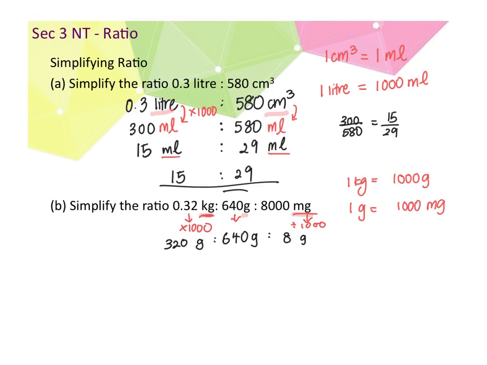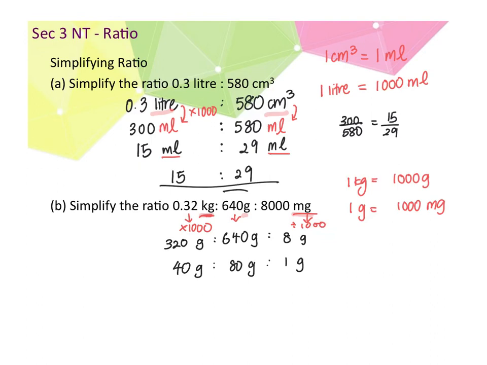Then looking across, I'll try to simplify. It's not difficult to identify that there is a common factor 8. So I can divide 320 by 8 and I'll get 40 gram. 640 divided by 8 will give me 80 gram, and 8 divided by 8 will give me 1 gram.